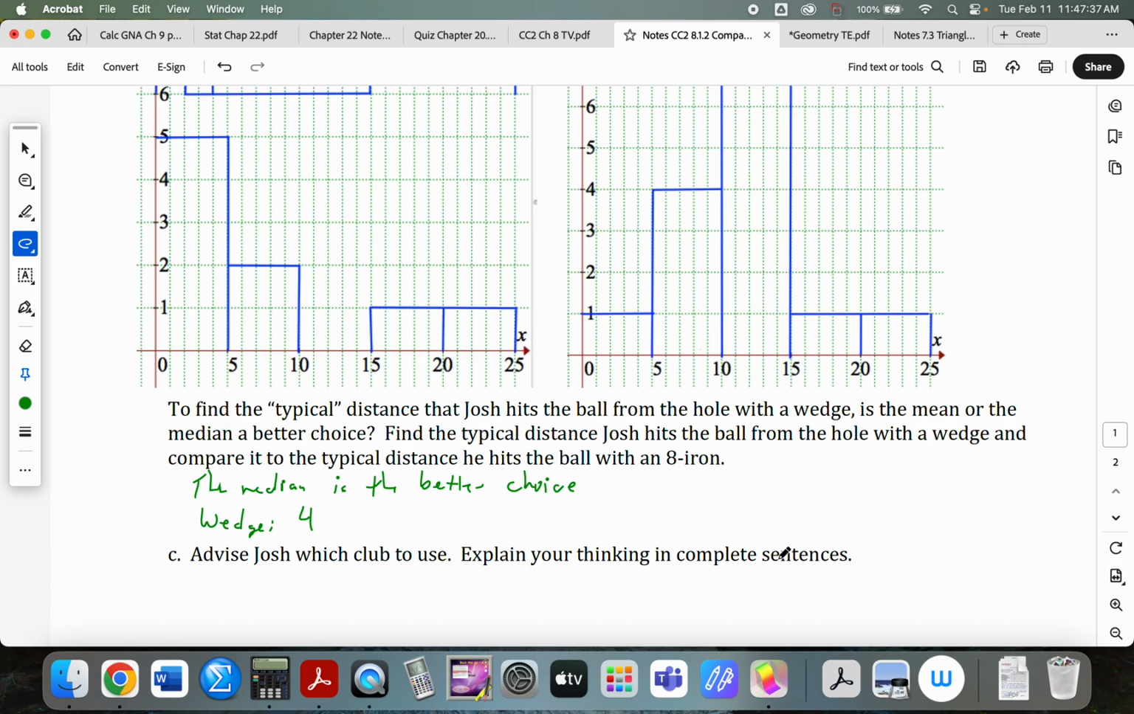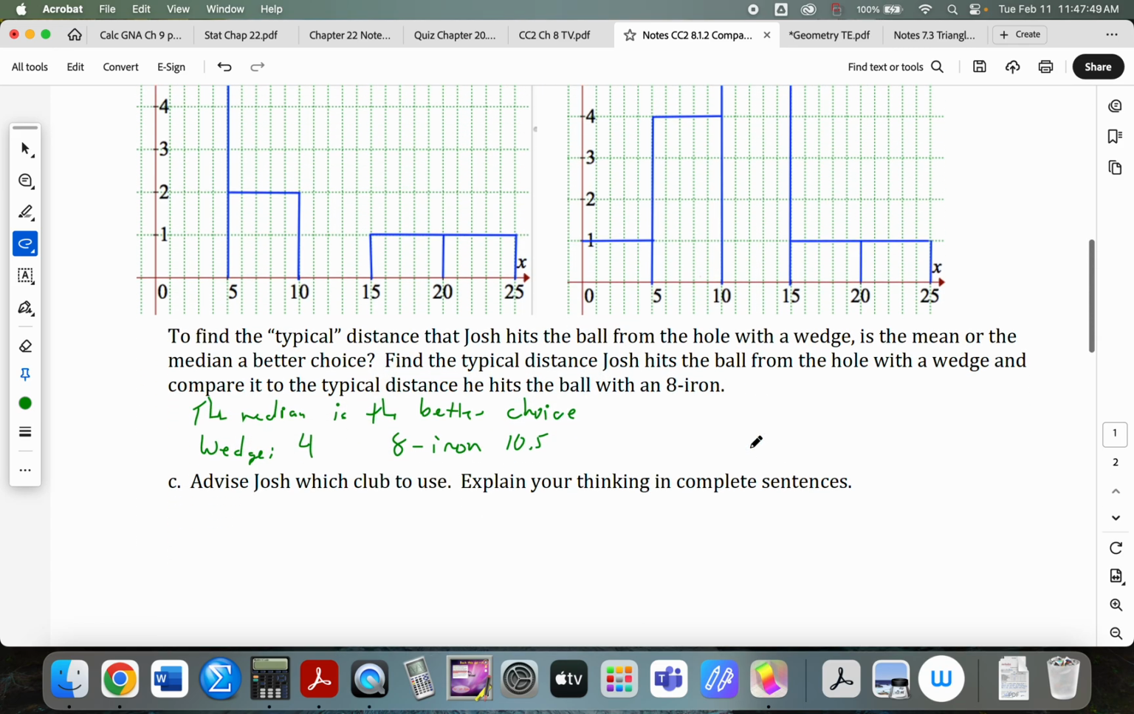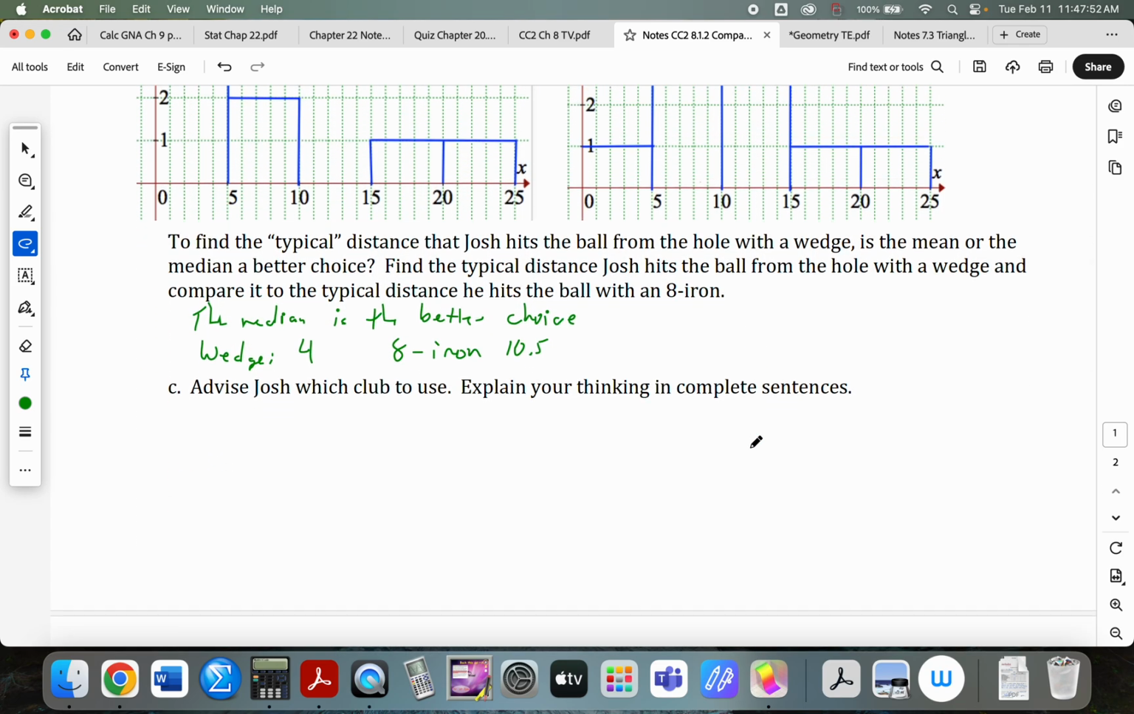So for the 8-iron, we'll say 10.5. Now, which club do you think he should use? The wedge? Remembering that close to the hole is better. The wedge? Why? Because he hits closer. He tends to hit closer to the hole. Yep.